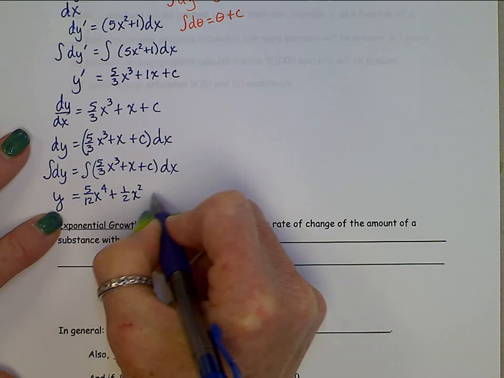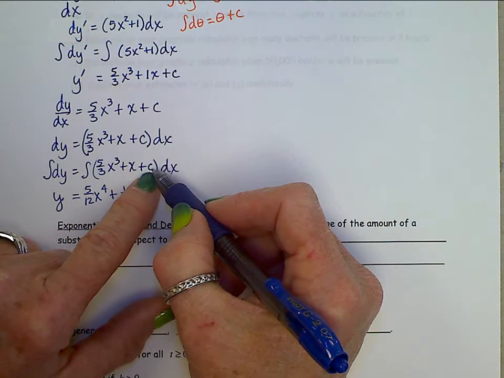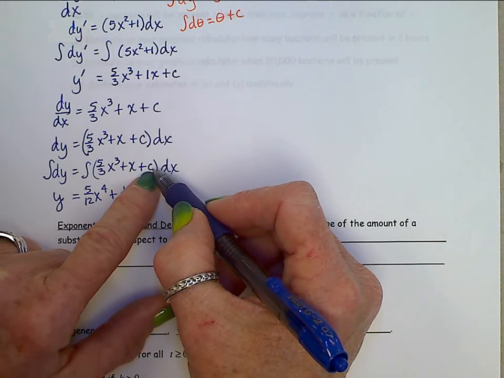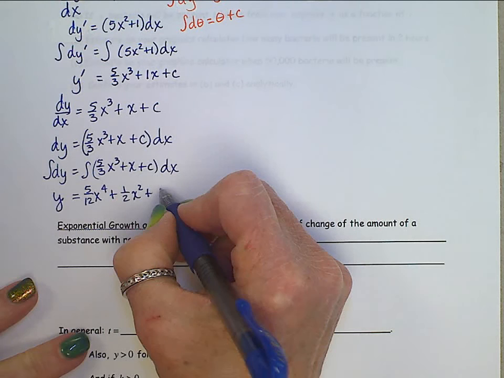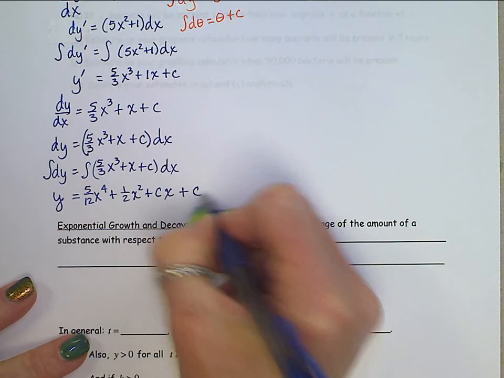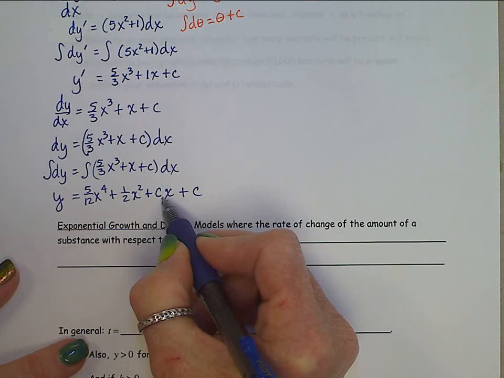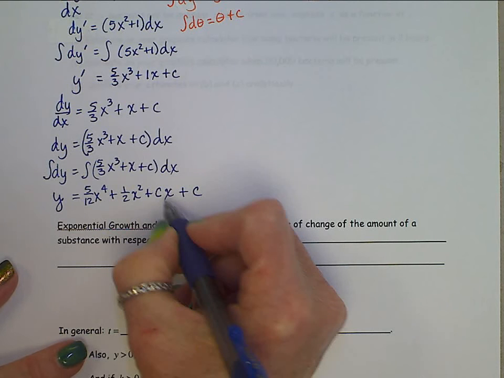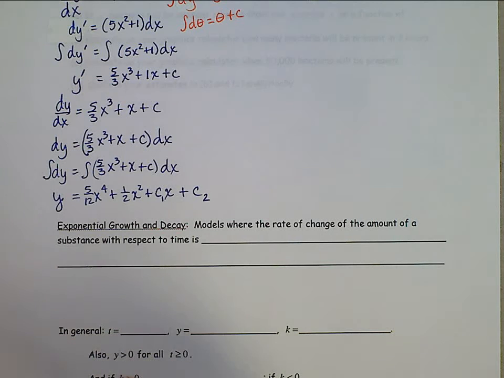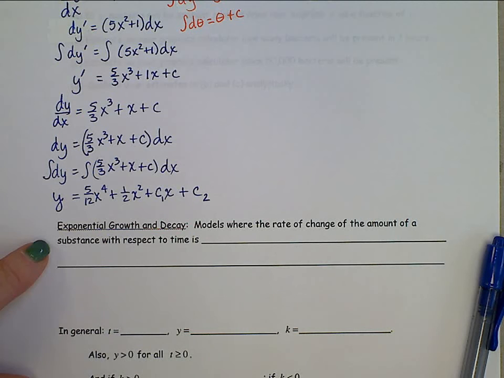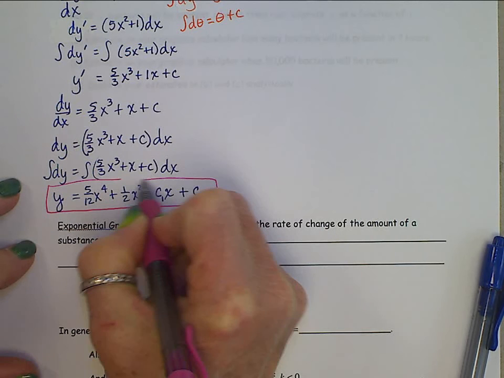x squared, plus, now don't get too upset about this constant. See, that's a constant, like a 6 or a 2 or a 9. And the antiderivative of that is just the constant times x, so cx, then plus another constant. These are different constants. They might be the same, but more than likely they're not. So we do need to differentiate between them. One of them is a c sub 1 and the other a c sub 2. This is our complete solution right there.